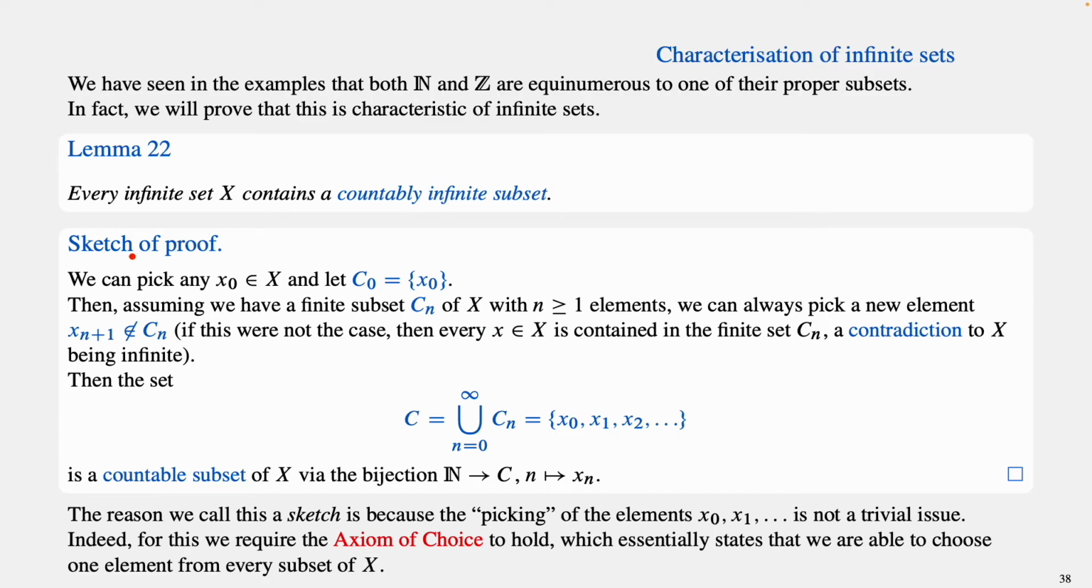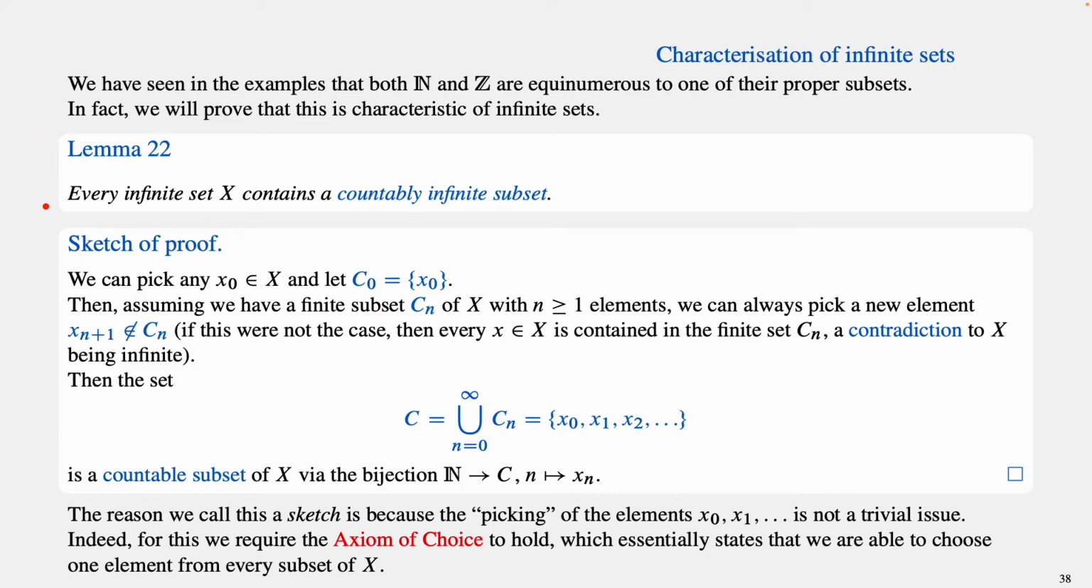Now I only call this a sketch of a proof because there's a certain subtlety involved here with the picking of these elements xn plus 1. So this may sound trivial in the proof, but it is in fact, from a set theoretic point of view, not such a trivial issue. And indeed we have to require that the so-called axiom of choice is assumed, which essentially states that we're able to choose one element from every subset of X. I will say a few words on this later in this lecture.